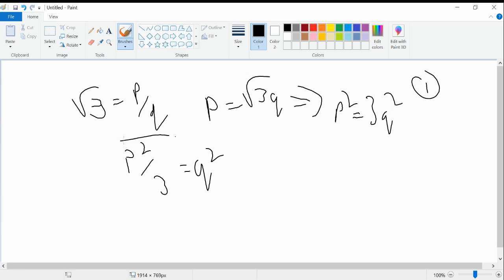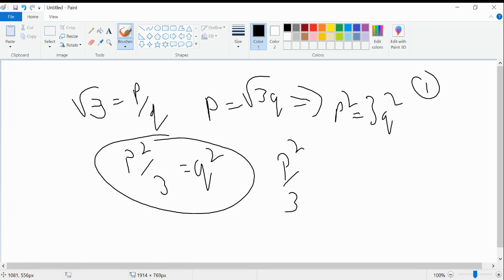So from this equation here, what we can see is that 3 divides p squared. And from that, it implies that 3 also divides p, which means that 3 is a factor of p. That's very important to note. 3 is a factor of p.